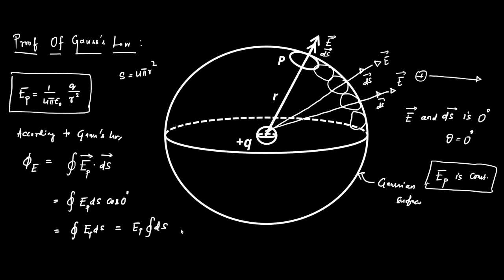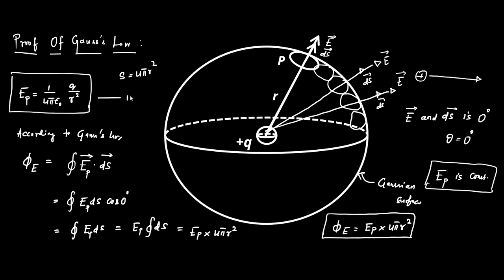So this will be equal to how much? EP into 4 pi r square. So here we have determined, as per this, the electric flux phi E is equal to EP into 4 pi r square.